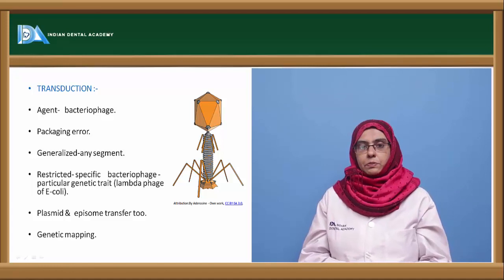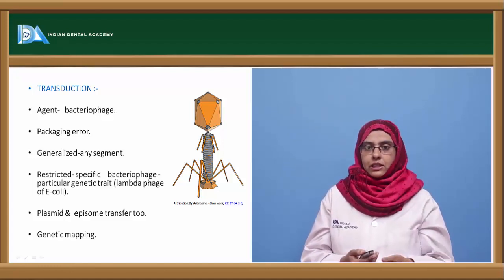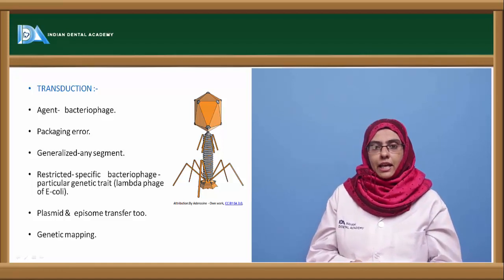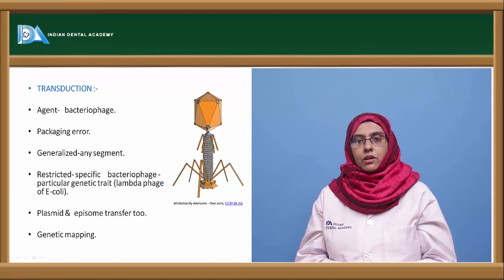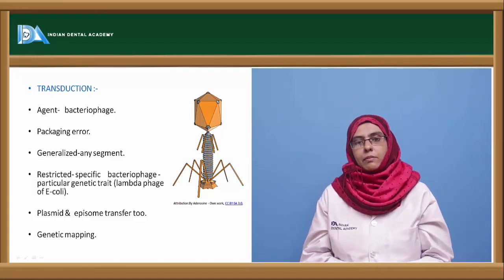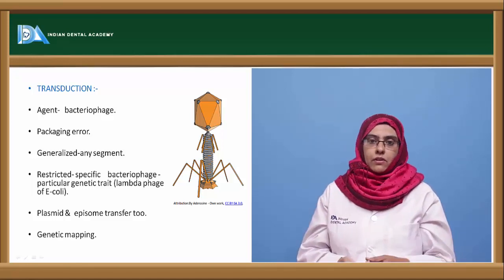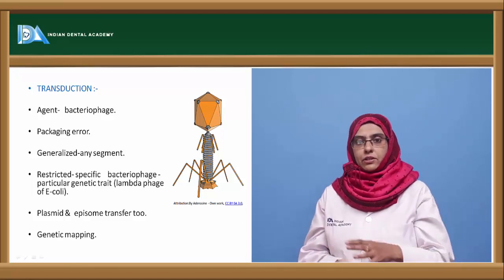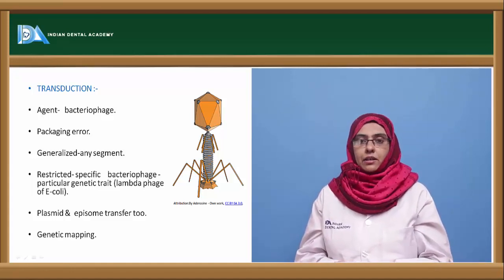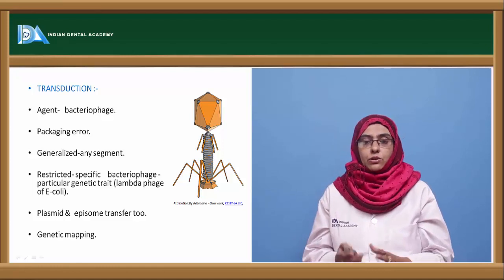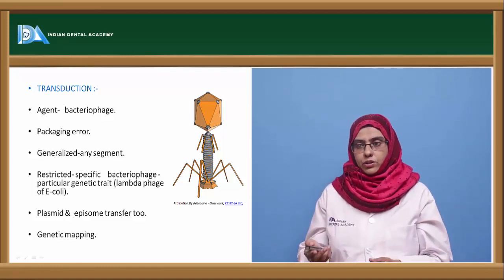So an example of a specific bacteriophage is the lambda phage of E. coli that can transfer specific genes called gal or bio genes during its transduction. And sometimes not only the bacterial chromosome, but the bacteriophage can also take plasmids and episomes from the bacterial chromosome and can transfer them to the other cell. And this bacteriophage is mostly used in genetic mapping in recombinant DNA technology to know where the genes are usually present in the DNA of a host.